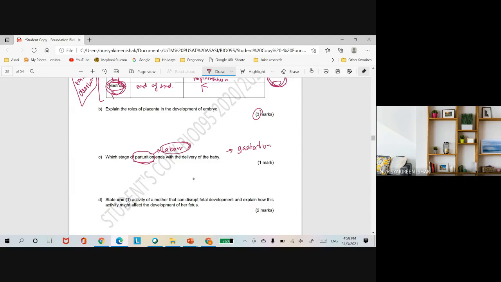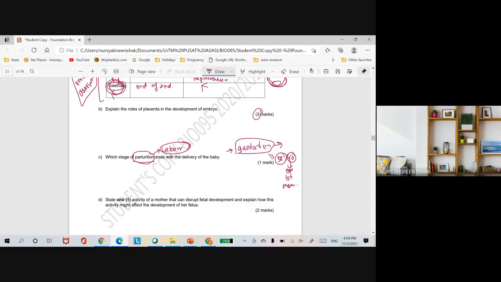Gestation. Macam itulah gestation. Gestation is pregnancy. Duration of pregnancy. For human, our pregnancy duration is 38 weeks or 40 weeks. 40 weeks ni kalau kita start dia kira daripada first day of menstruation. Okay, 40 weeks ni kalau awak kira daripada first day of menstruation. Tapi 38 weeks ni kalau awak kira start daripada ovulation.